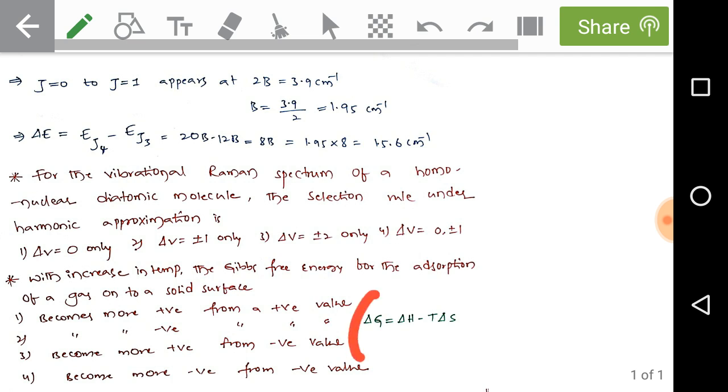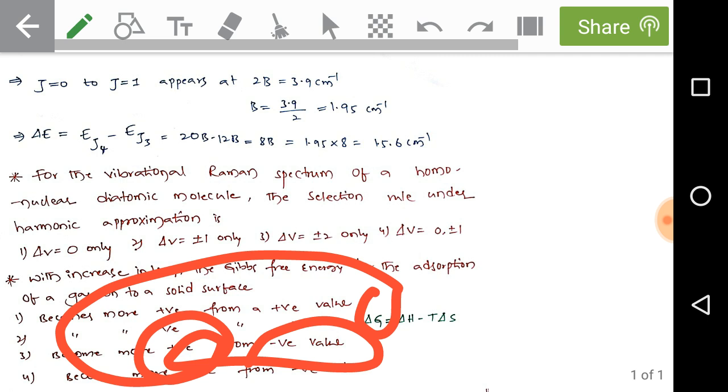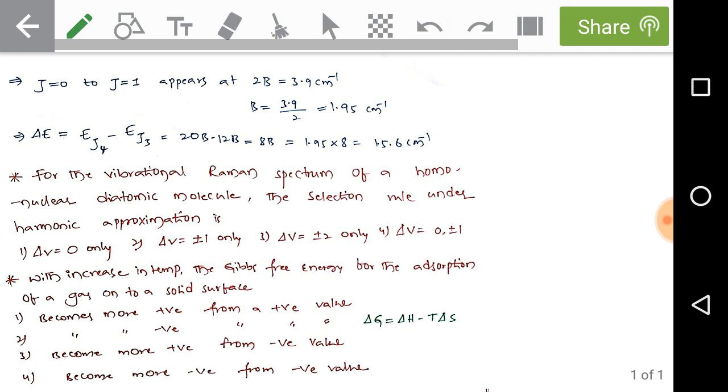Okay, so we know that for a spontaneous reaction delta G should be negative. In that case delta H must be a high negative value, and T delta S must be more negative. So whenever temperature increases, delta G becomes more positive from the negative value. That's why here the third statement is the correct one for the given problem.